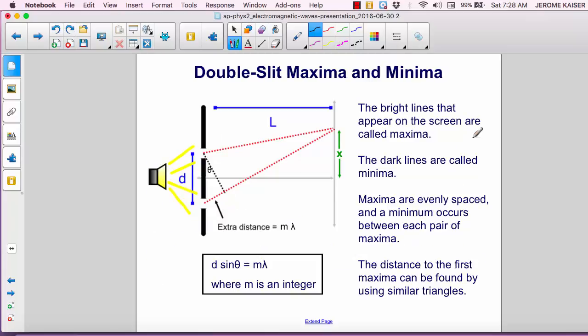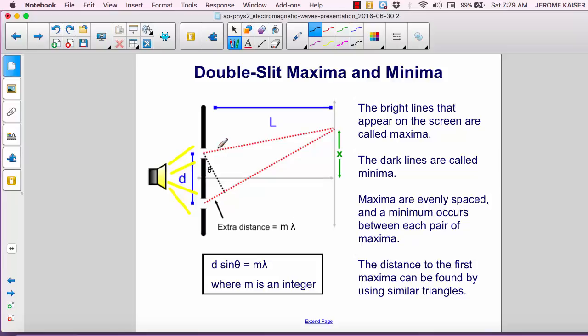Let's try to understand geometrically where double slit maxima and minima come from. The bright lines that appear on the screen are called maxima. The dark lines are called minima. Maxima are evenly spaced, and a minimum occurs between each pair of maxima. The distance to the first maxima can be found by using a method of similar triangles.